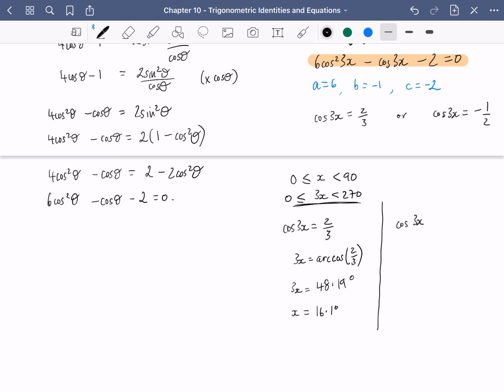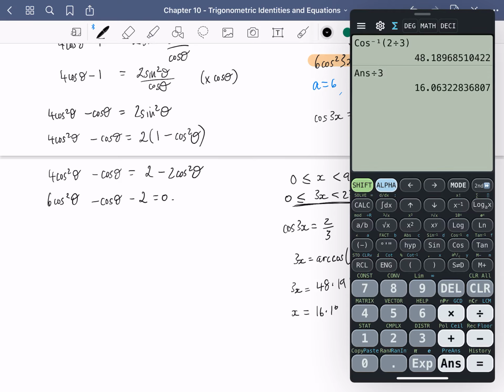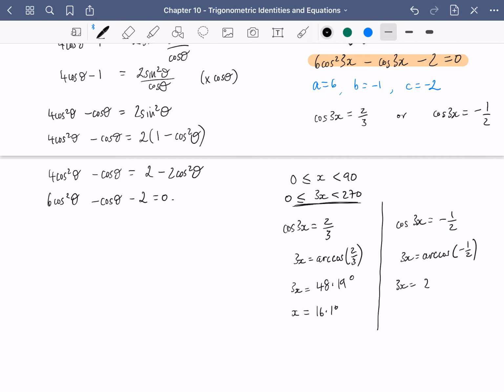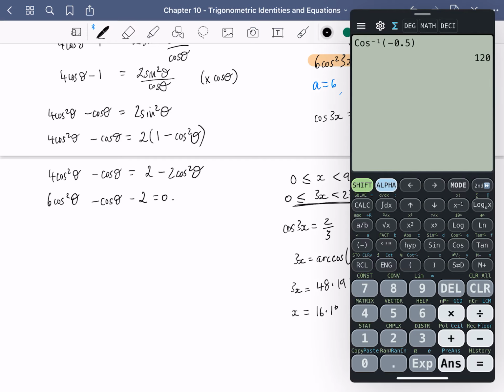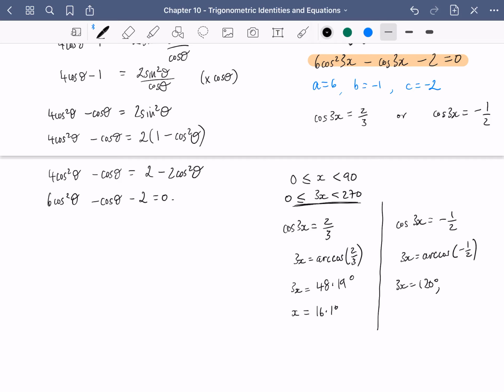Now I'm going to do my cos 3x is equal to minus a half. So 3x is the inverse cos of minus a half. Let's have a go. We get 120. And that is inside the range. My other one is going to be found for cos by doing 360 minus the answer, which is 240, and that is inside the range.